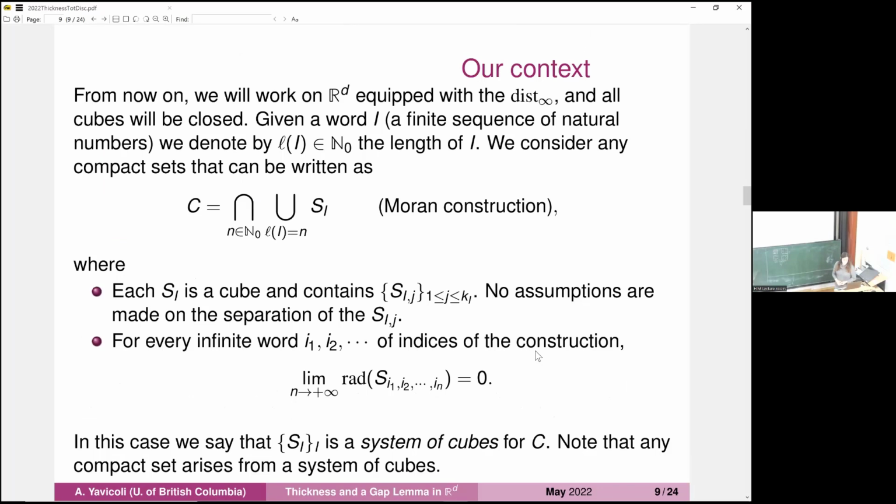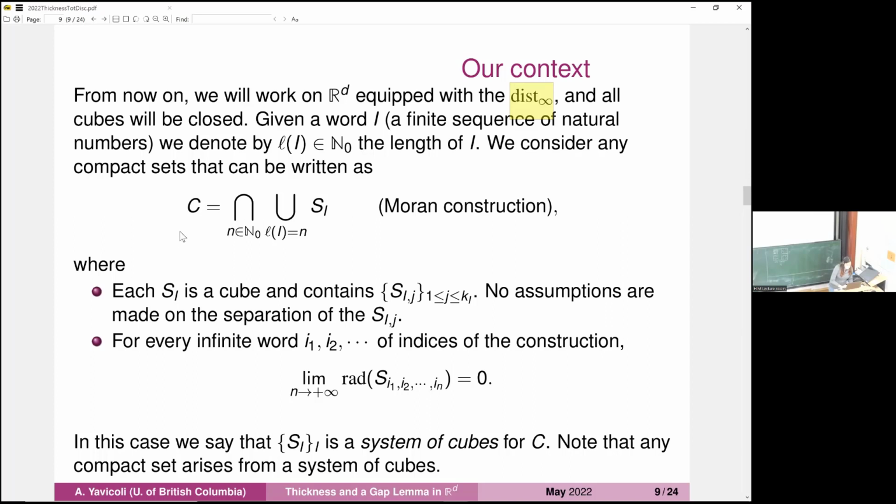Okay, now I'm going to give you the definition of thickness that is new. But for that, I'm going to give you the context. We are going to work, of course, in R^D. I'm going to consider here the distance that is associated with the infinity norm, but we can take any other distance associated to the norm. But I prefer this one because of the way the cubes are packed in R^D. It's kind of convenient. And all my cubes will be closed. If I say ball by mistake, I mean a ball in this distance. So I mean cubes.